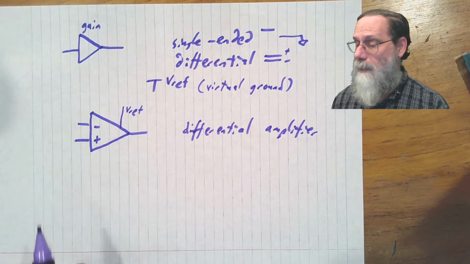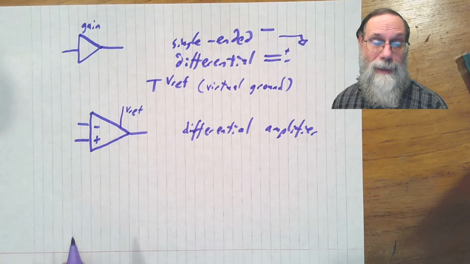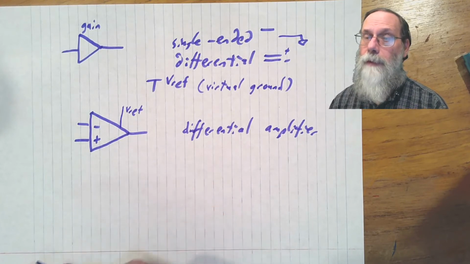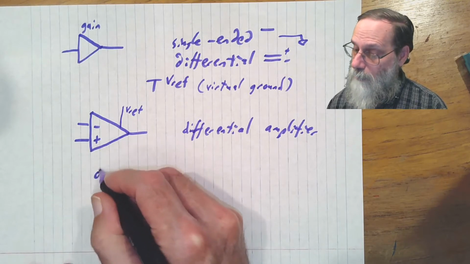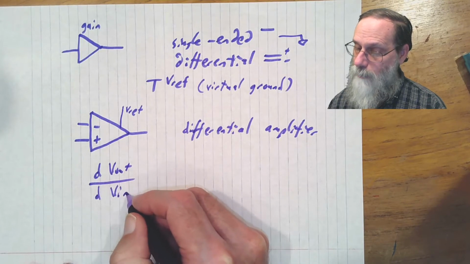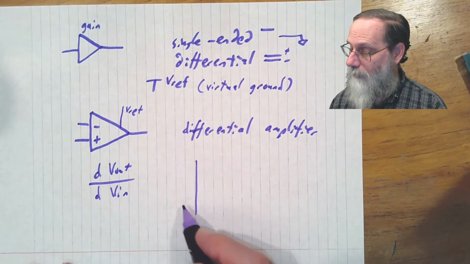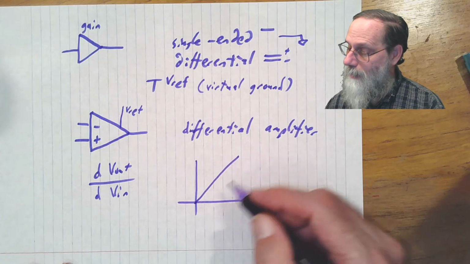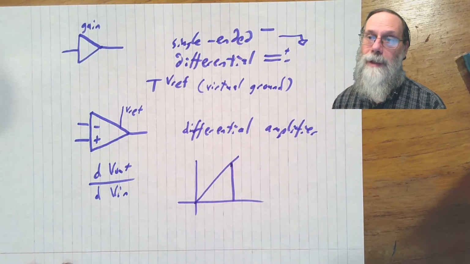All right, so I said that the most important property in a block diagram is the gain. What is the gain of an amplifier? Well, gain for an amplifier is like sensitivity for a sensor. It's the derivative of the output with respect to the input. So the slope of a line, that if you draw an amplifier gain, it should look something like this, and the slope of that line is the gain. So how steep it is, that's the gain.